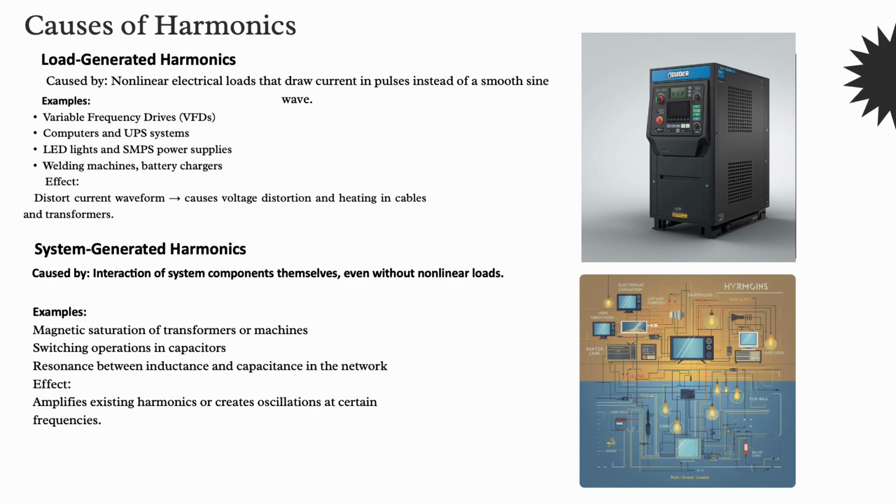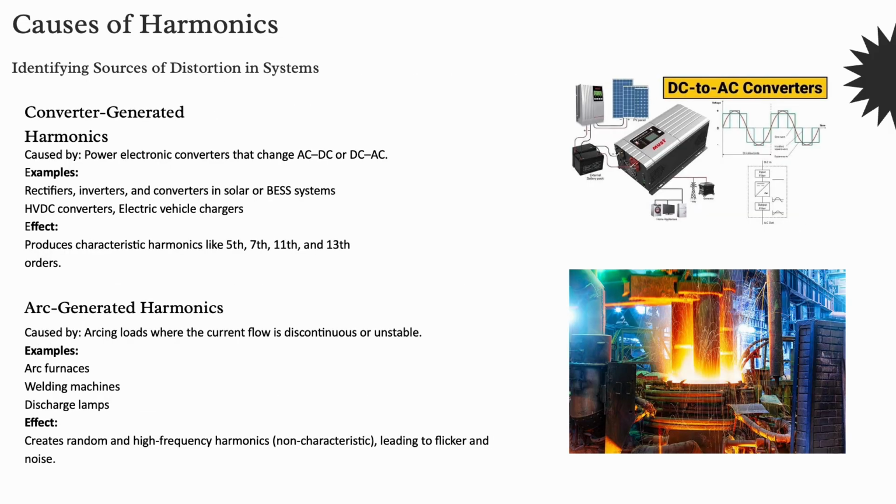So next is system generated harmonics. These occur due to interaction between system components like transformers, capacitors and inductors, even without non-linear loads. Resonance between these components can amplify existing harmonics. Harmonics can also be generated through converters and arc furnaces.